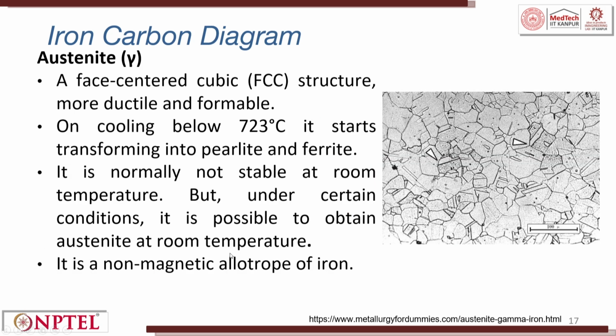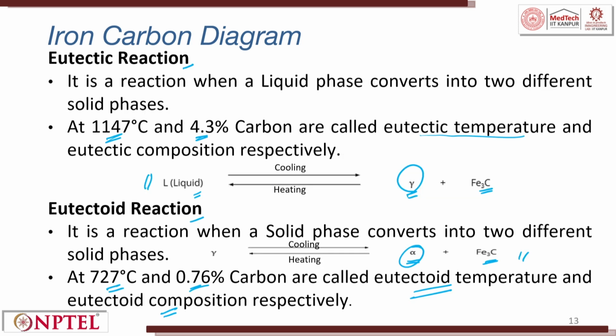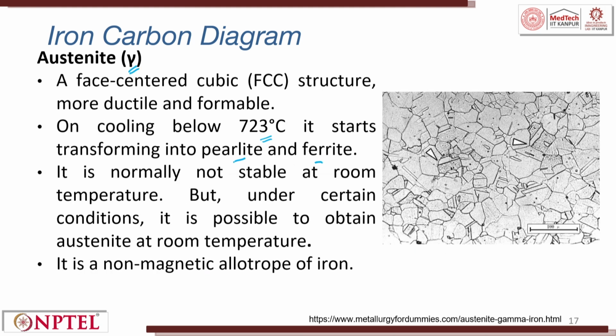Now, let us look into austenite. It has an FCC structure, where more ductility and formability is there, and it is always gamma. On cooling below 723 Celsius, it starts to transform into pearlite and ferrite. It tries to form gamma, so this is what we are trying to see here.